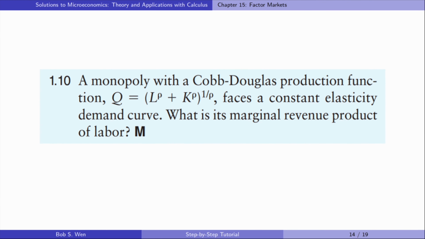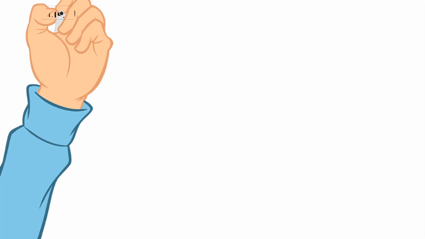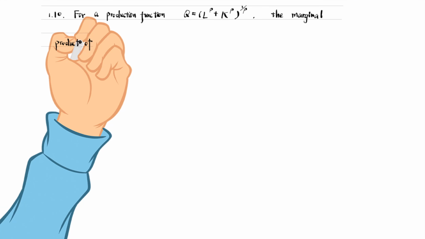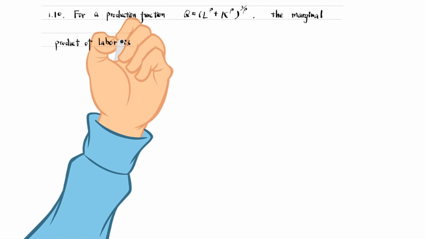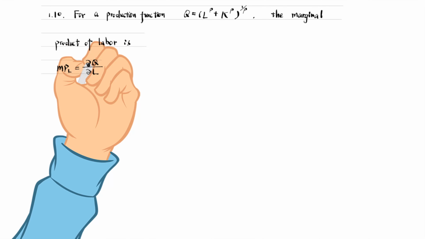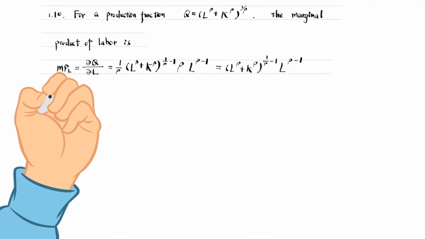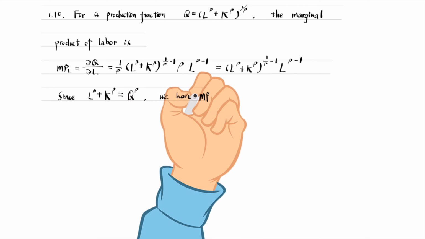Let's go to exercise 1.10. A monopoly with a Cobb-Douglas production function faces a constant elasticity demand curve. What is its marginal revenue product of labor? For the constant elasticity of substitution, CES production function, its marginal product of labor is as follows. Note that it can be simplified using Q.